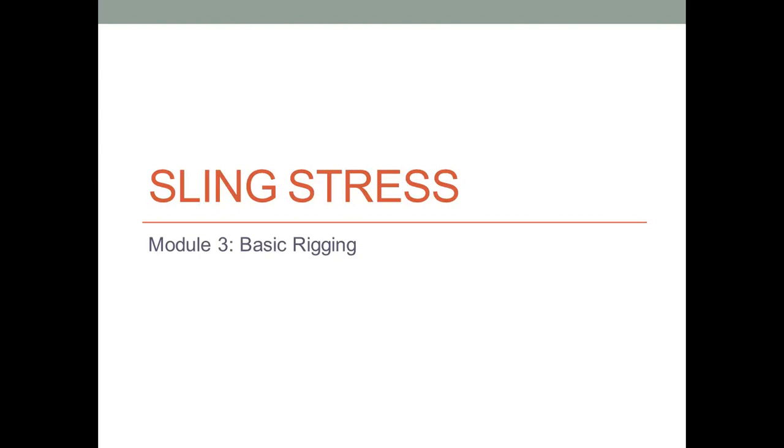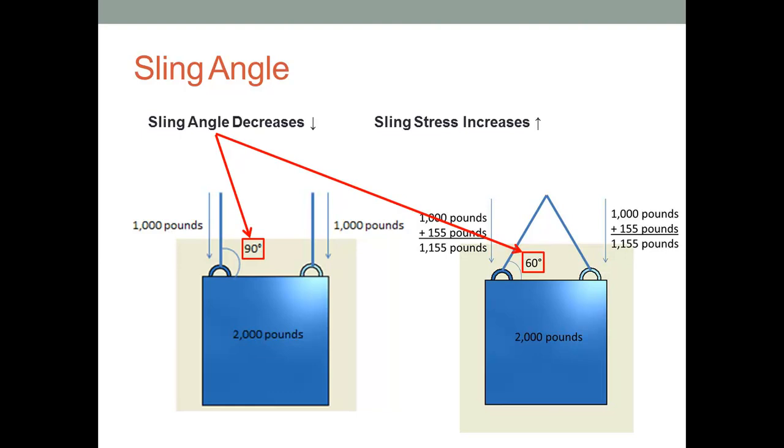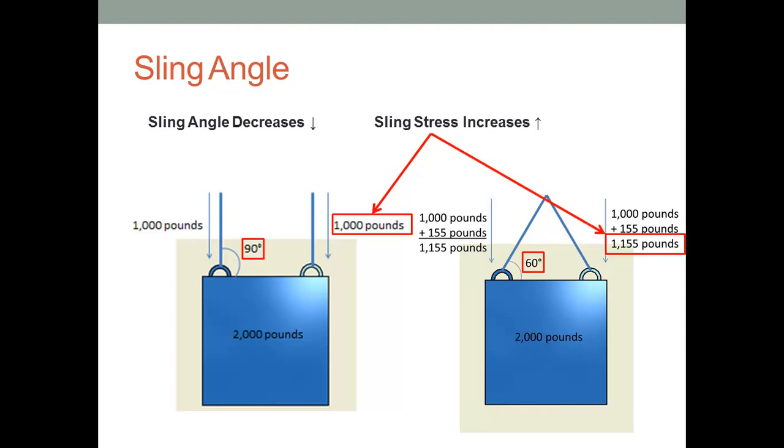This presentation will explain how to calculate the sling stress acting on a load. The most important concept to know about sling stress is that as the sling angle decreases, the sling stress will increase. In the example shown, the sling angle decreased from 90 degrees to 60 degrees, but the sling stress increased from 1,000 pounds to 1,155 pounds.